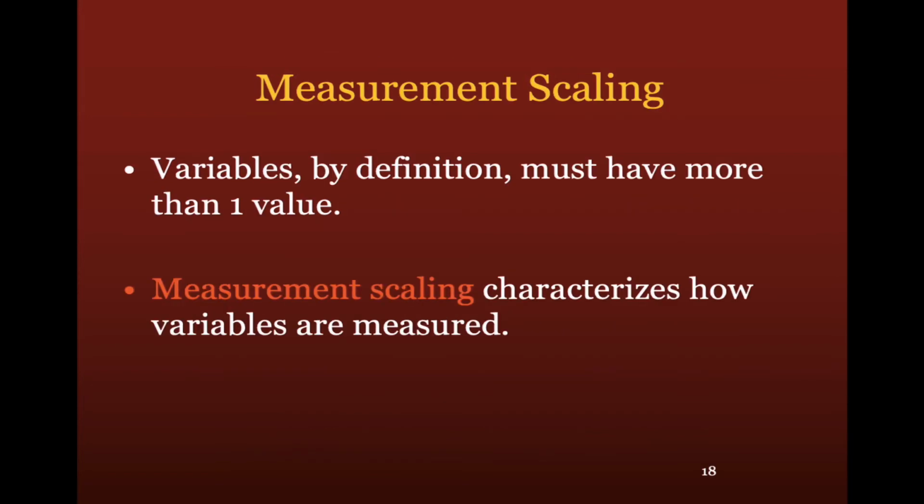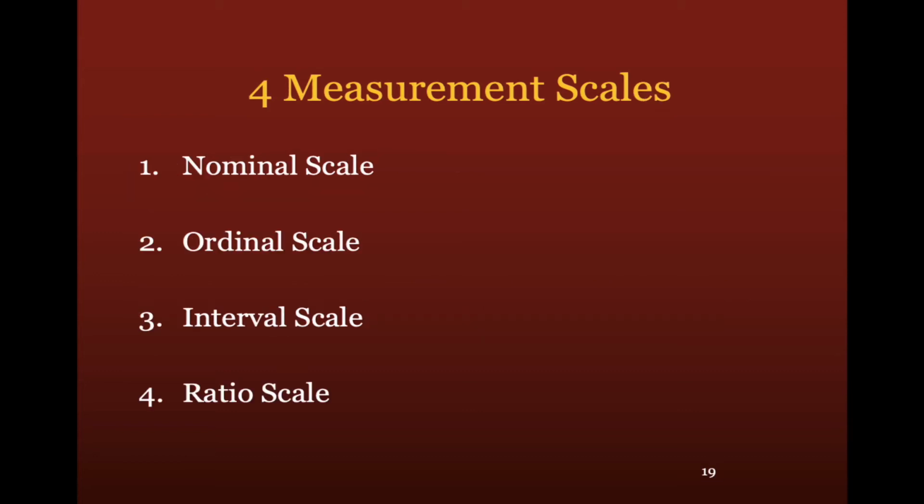So now let's talk about measurement scaling. As we discussed before, variables by definition must have more than one value, right? They're not constant, so they have to have the ability to take on more than one value. So measurement scaling characterizes how variables are measured and how we assign numeric values to these different variables. There are 4 different types of measurement scales: nominal scales, ordinal scales, interval scales, and ratio scales.